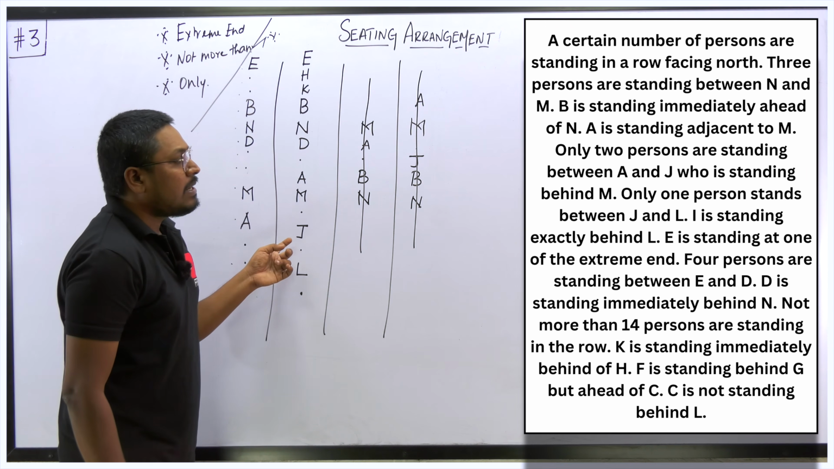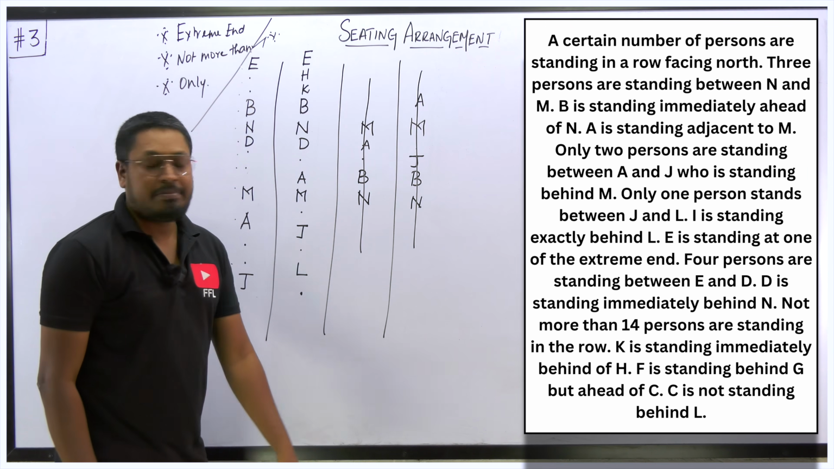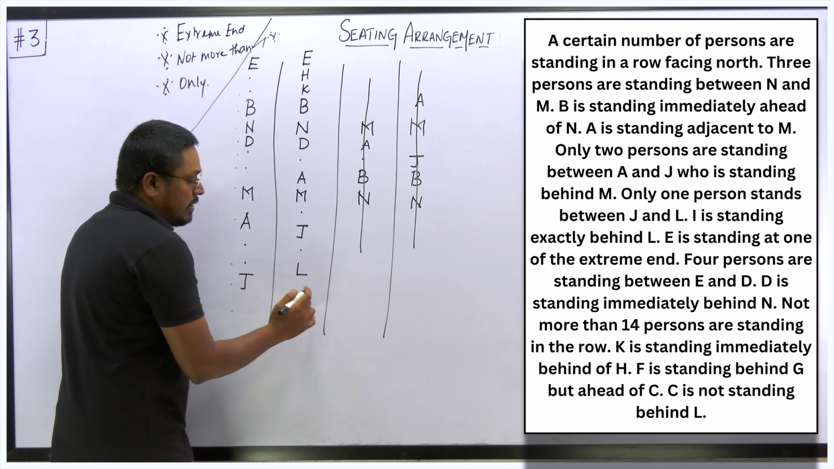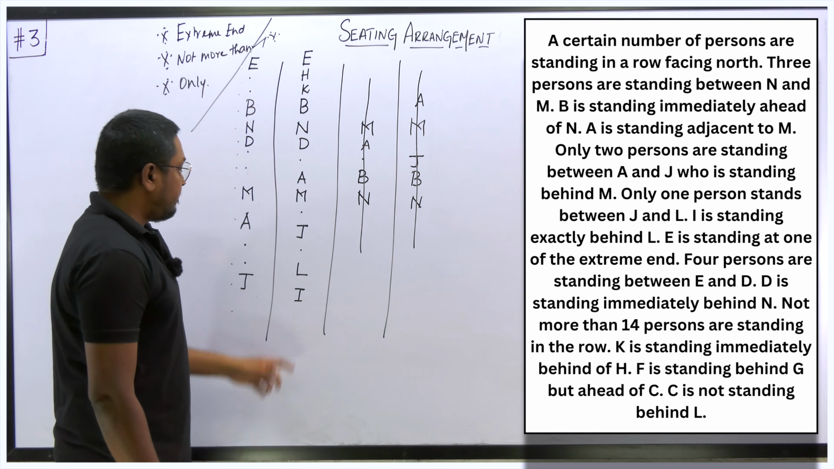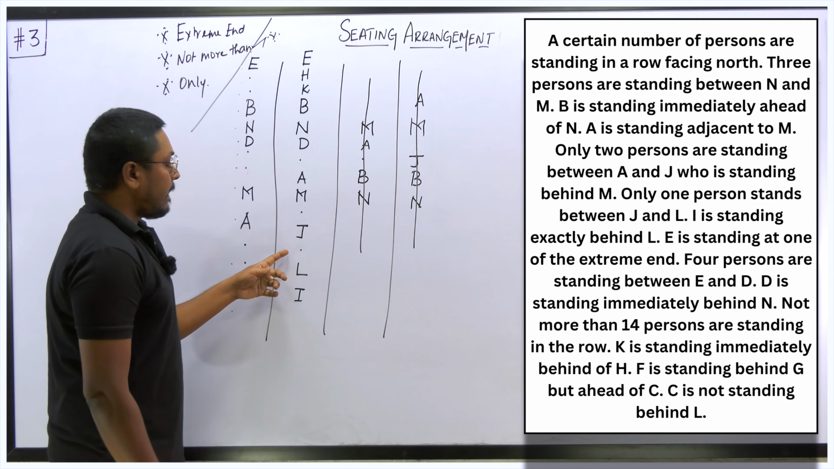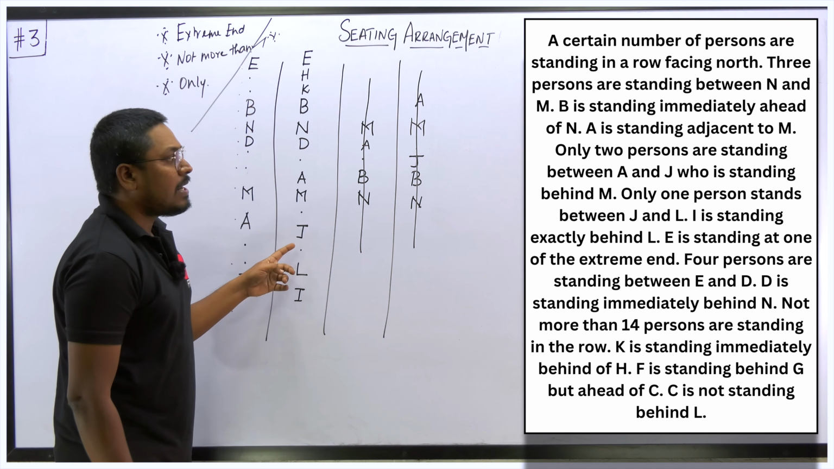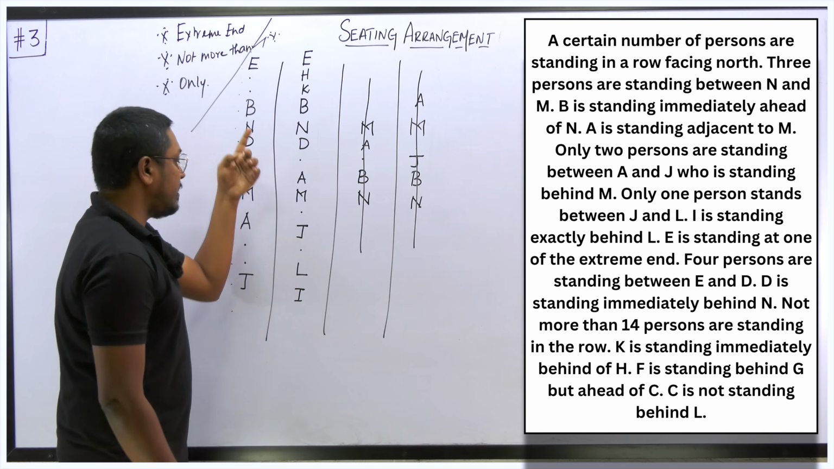J and L. I is standing exactly behind us. So L's backside should be I. So L's backside is I, then this is the place for I. No other way, right? So still some points remain, where I is standing behind L, and E is standing at one of the extreme ends.